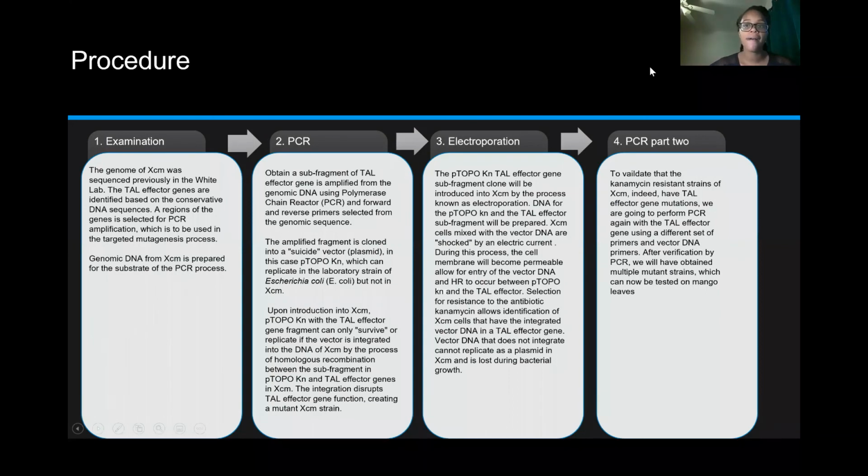Step 4, PCR Part 2. To ensure the kanamycin-resistant strains of Xanthomonas citri have gene mutations, we're going to perform PCR again with the TAL effector genes. We will be using different primers as well as a different vector DNA primer. After verification by PCR, we then have obtained multiple mutant strains, which we can now use to test on mango leaves.